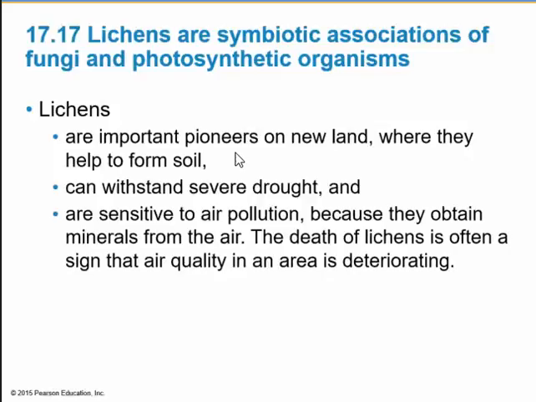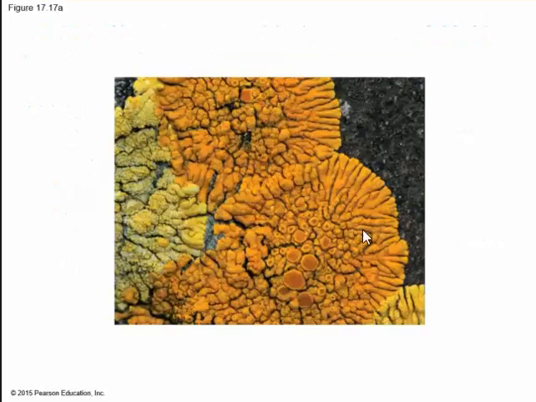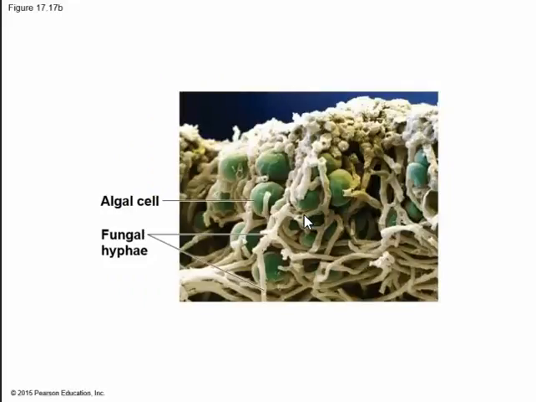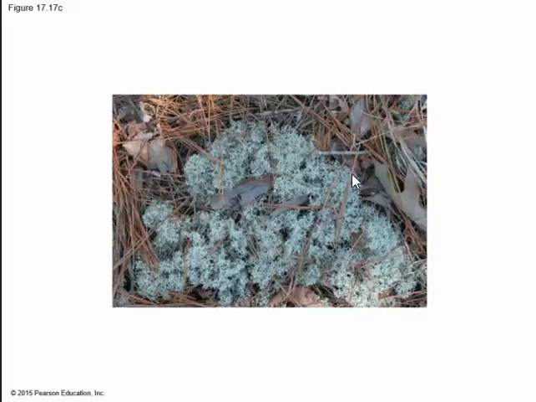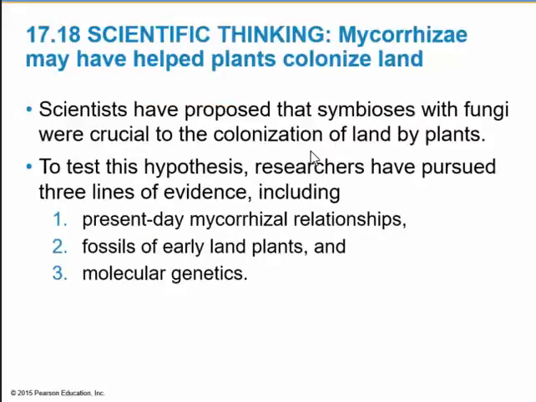Lichens can dry out. However, air pollution is bad for them. It kills them. So this is an indicator of air pollution. Crust on rocks, lichens. This shows a scanning electron micrograph of algae and fungus in a lichen. Reindeer moss is actually a lichen.